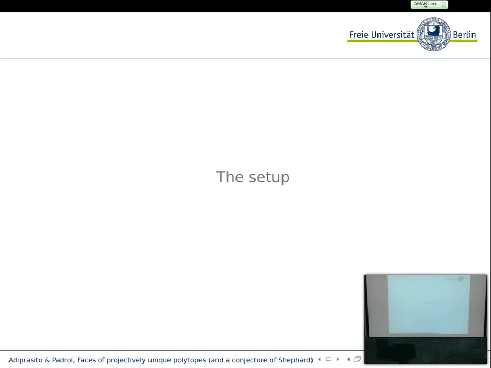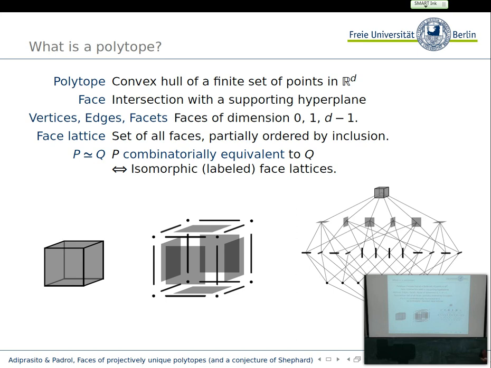And just so that we are all on the same page, a small definition slide, though most of you know everything. A polytope is the convex hull of a finite set of points in R^d. If we intersect our polytope with an affine hyperplane that contains the whole polytope on one side, we get a face. These faces form a partially ordered set. For example, with this polytope, this is the partially ordered set, and that's what we call the face lattice. And I'll say two polytopes are combinatorially equivalent if they have the same face lattice.